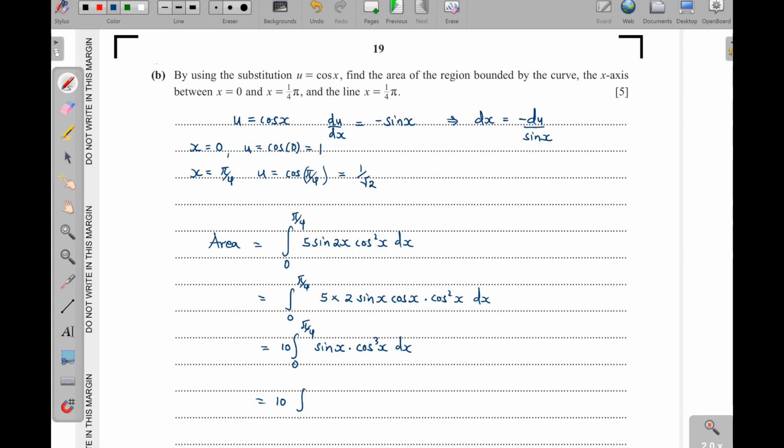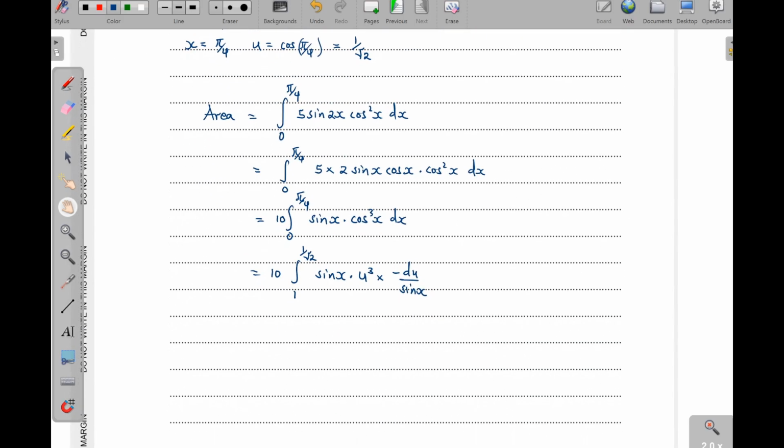So implying, when x is 0, we are having 1 here, and then this other one is going to be 1 over root of 2. Now, I'll have sine x here. Now, cos was given as u, so cos cubed will be u cubed. And then this dx is this one, negative du out of what? Sine x. You see that? That means if I take out that negative, it will be negative 10, then the integral of 1 over this one here. This sine will disappear, then we have u cubed, then du.